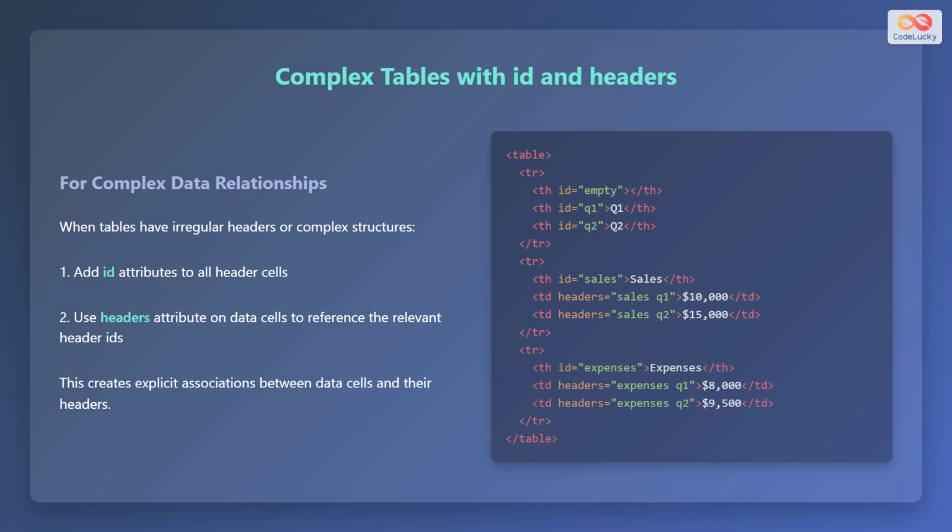Here's an example that illustrates how to use ID and headers for complex tables. Each header cell is given a unique ID, and the corresponding data cells use the headers attribute to reference these IDs, creating clear associations for screen readers.